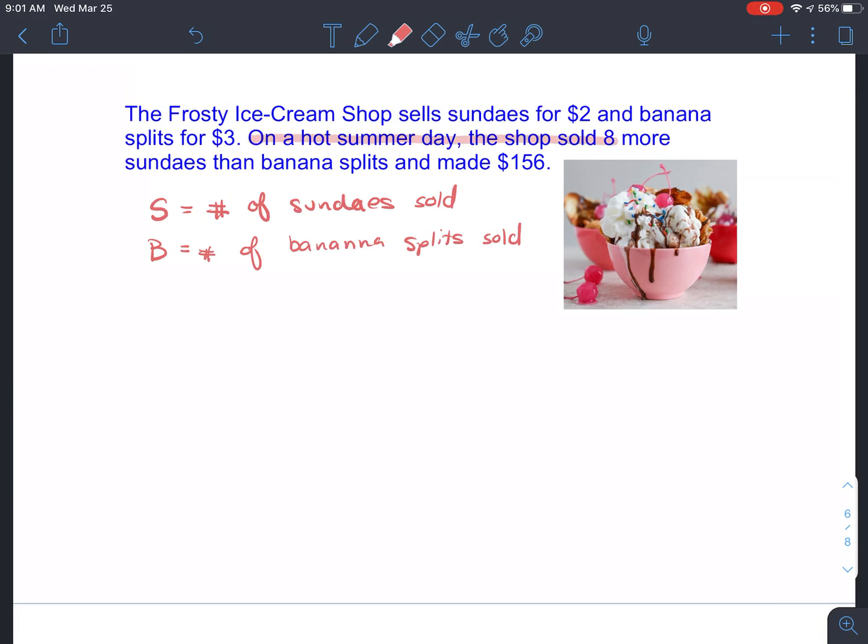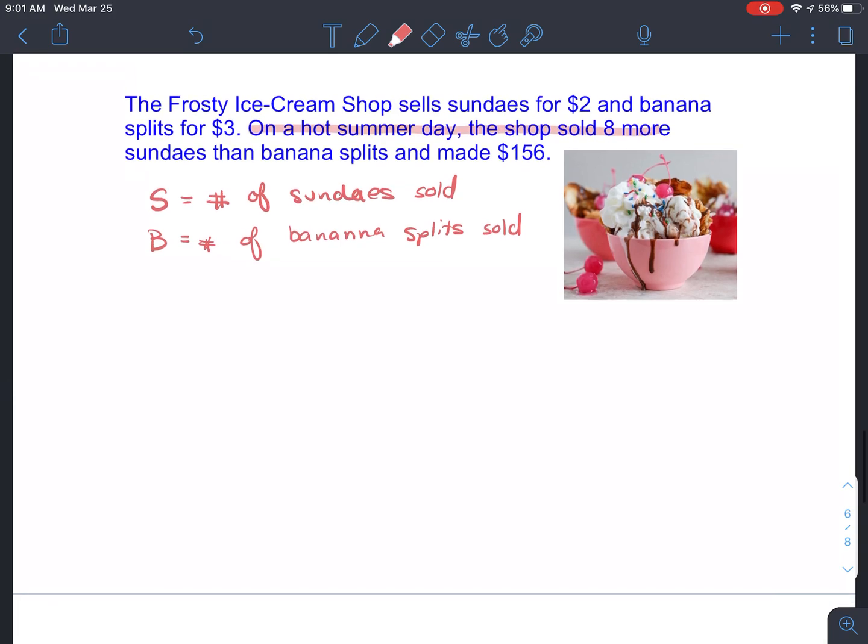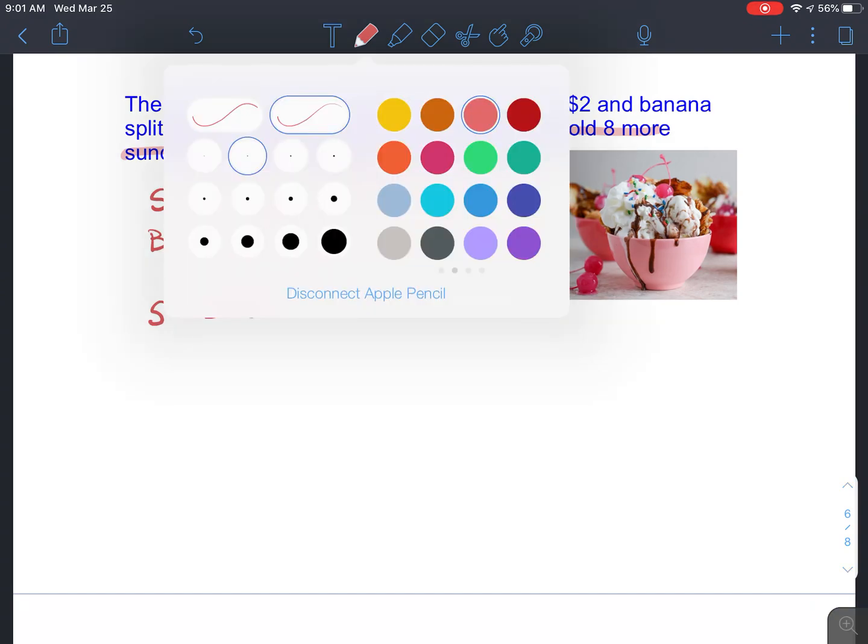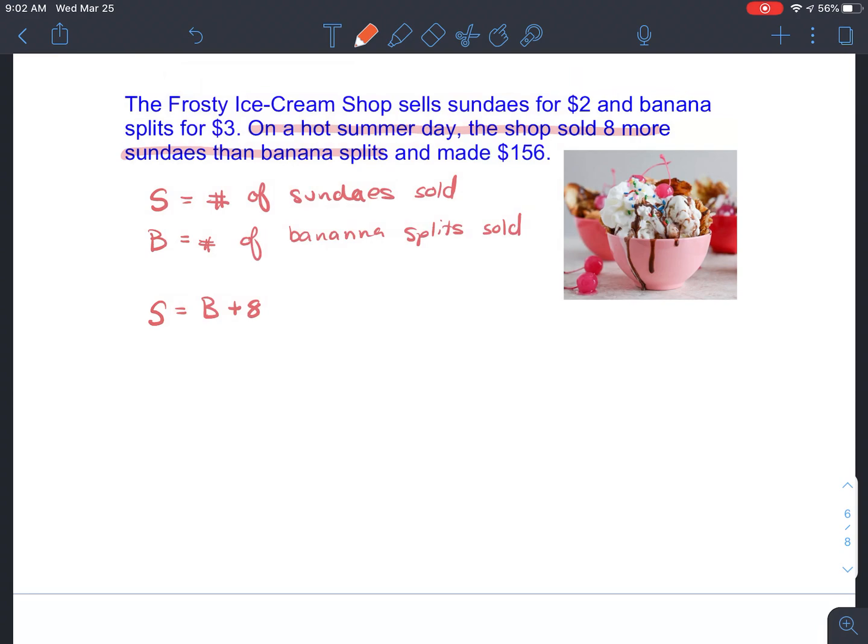So what are my two relationships? Well, let's start with this one. On a hot summer day, the shop sold 8 more sundaes than banana splits. So that means sundaes is going to be banana splits plus 8. Right, because you sold 8 more than the number of banana splits.